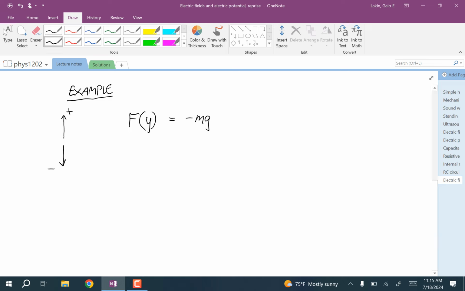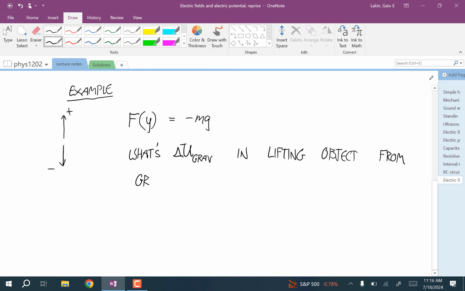And let's calculate the change in potential energy, gravitational potential energy, in lifting an object, and we'll say the object has a mass m, from the ground, and we'll call that y equals 0, that's where 0 will be, to a height h.